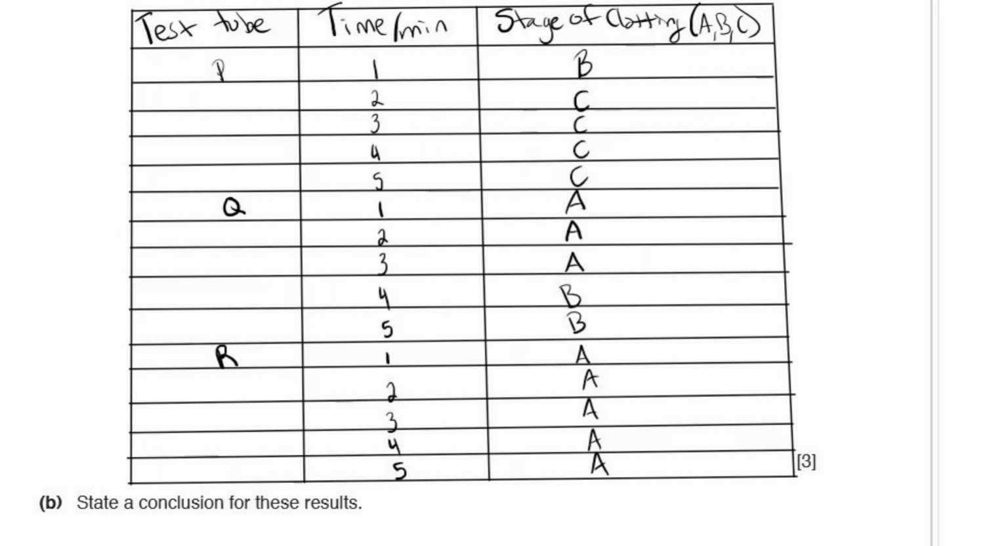Okay, part B. Now we need to state a conclusion for these results. All right, to look at this, test tube P was acidic, test tube Q was neutral, and test tube R was alkali. Test tube P, the renin worked very well because it's meant to clot the milk. Test tube Q, it worked slowly, and test tube R, it didn't do anything. Okay, that's basically what we need to write for our conclusion.